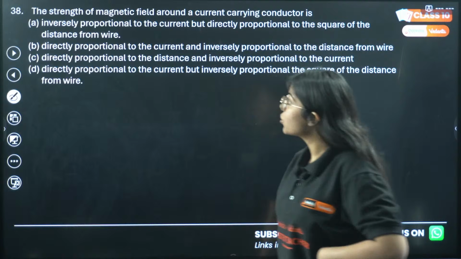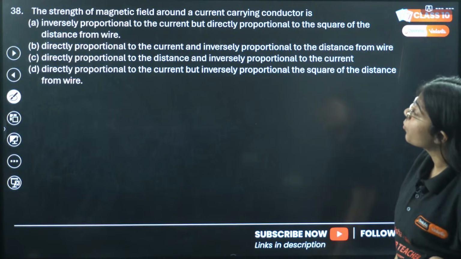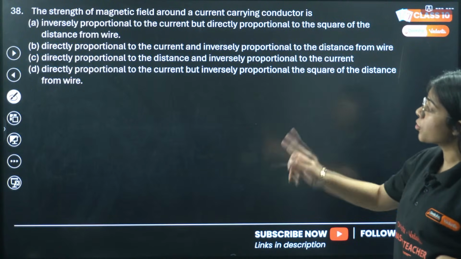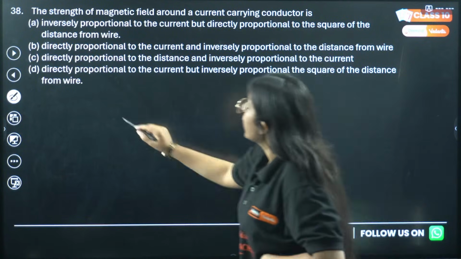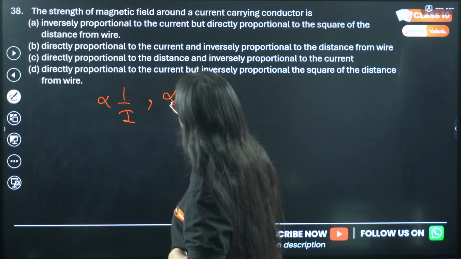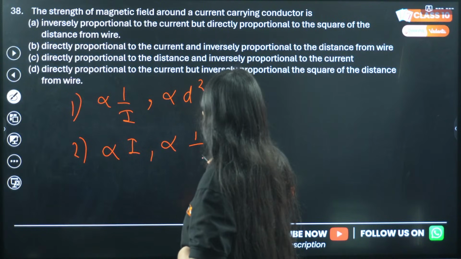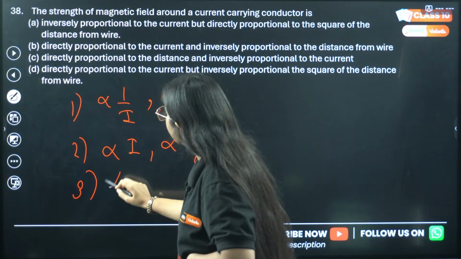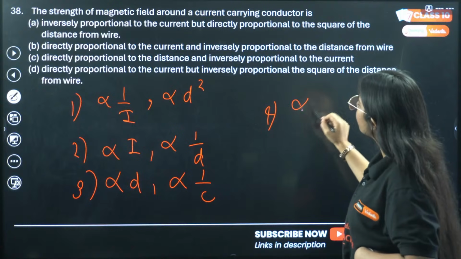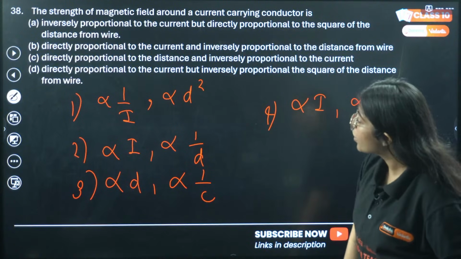Next question. The strength of magnetic field around a current carrying conductor: is it inversely proportional to the current but directly proportional to the square of the distance? Second is directly proportional to current and inversely proportional to distance. Third is directly proportional to distance and inversely proportional to current. Fourth is directly proportional to current and inversely proportional to the square of distance. Which is the correct answer?